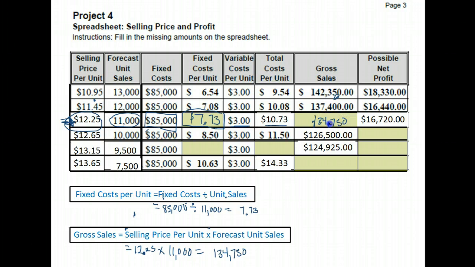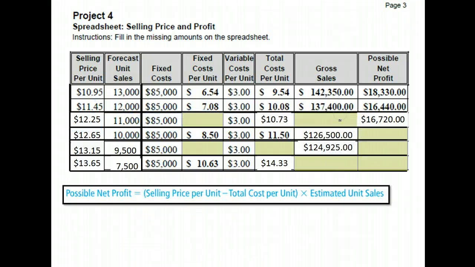So in this section here, I put 134,750, and I did change some numbers on this spreadsheet to show you how to do each one rather than just give you the answers. So make sure you actually go through and find the answers. Right, then we're going to go to the next line.